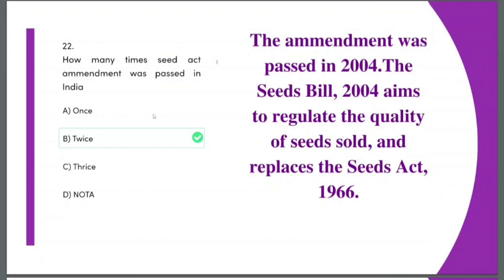And 22, how many times was the Seed Act amendment passed in India? So it was passed twice. Firstly, the Seed Act was passed in 1966, and then in 2004 the Seed Bill came which replaced the Seed Act.